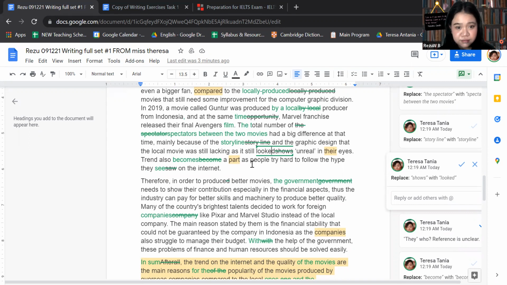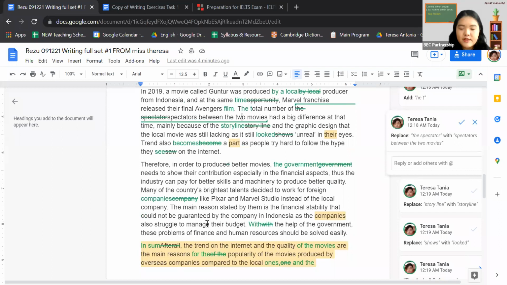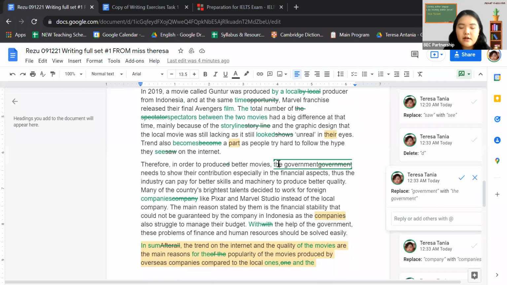Okay. This also needs clarity between the two movies. So like missing information. Because I always say the total number of spectators only. Spectators only, or the viewers. Okay. Less mistakes here. Only the government, it should be. Oh yeah, I always forgot this. The government and companies, because there are two mentioned.